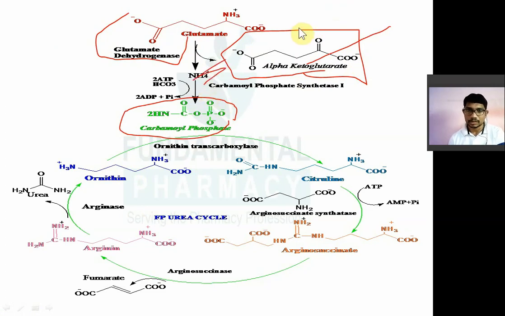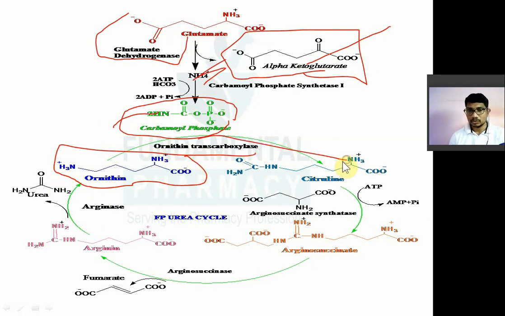Release of this alpha ketoglutarate. Now this ammonia will be taken up by carbamoyl phosphate synthase and converted to carbamoyl phosphate. There is one amino acid, a non proteinous amino acid, that we have seen in the morning lecture. It is a non protein amino acid, and with this carbamoyl phosphate it will be converted into citrulline by ornithine transcarboxylase.